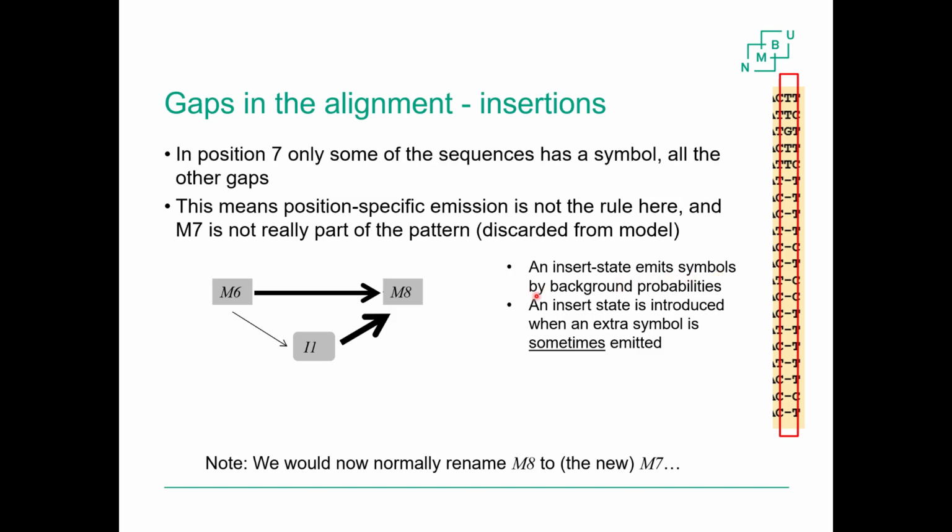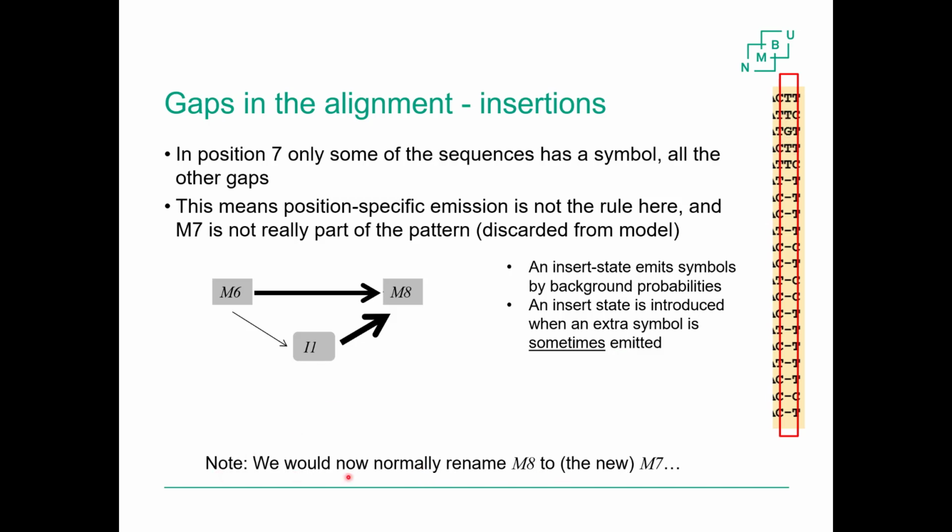But they emit symbols by what we call background probabilities, which means there is nothing position specific about them. All symbols can occur. Think of it as a flat probability distribution. All the 4 letters here are equally likely to occur. Or if it's amino acids, it's 20 letters. And we introduce these insert states when extra symbols are sometimes emitted, right? When the minority has something extra.